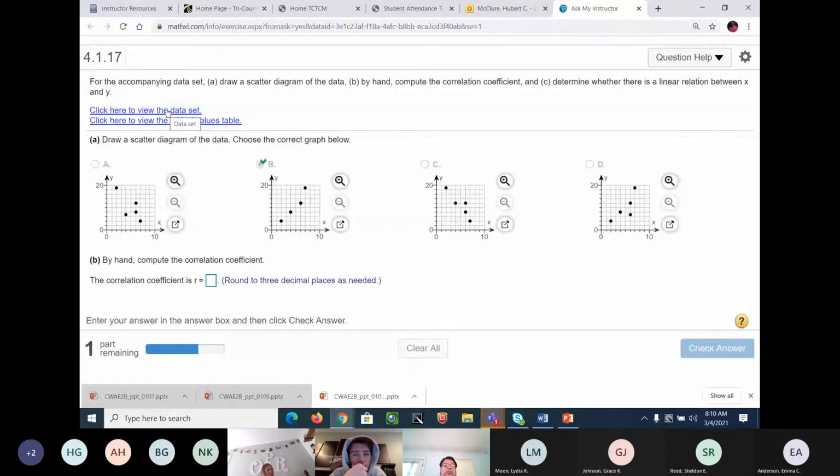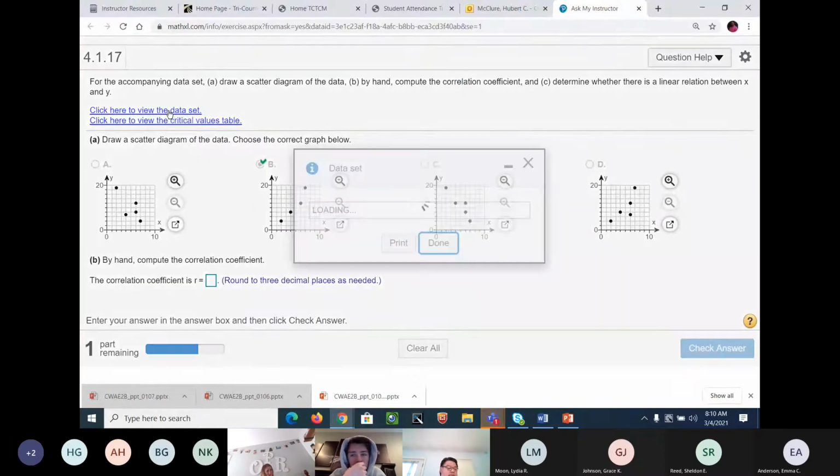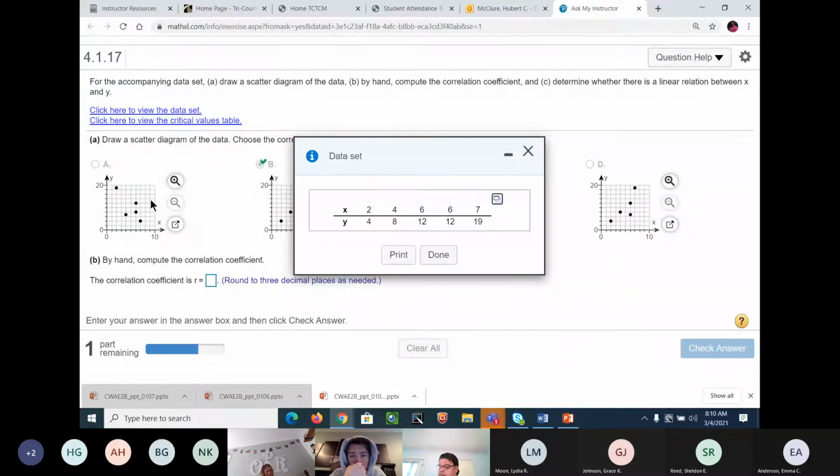First thing we do is count our points. So I'm going to write this down. 1. Excuse me. Count points and look up critical value.